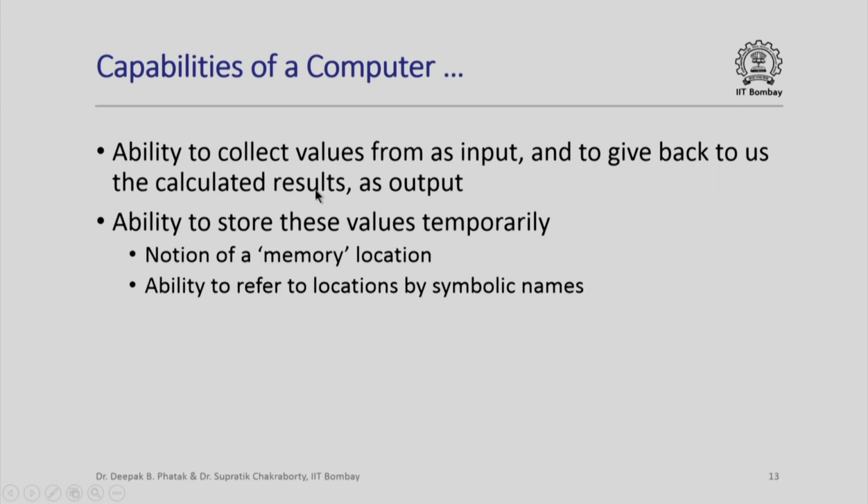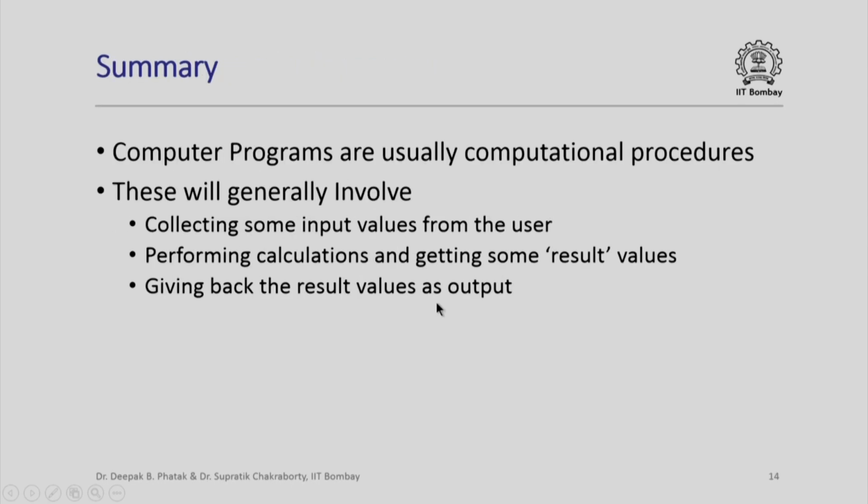More importantly, a computer has the ability to collect values from us as input and to give back to us the calculated result as output. It has ability to store these values temporarily, so there will be a notion of a memory location, which we shall see in the next lecture. It also has ability to refer to these locations by symbolic names. In summary, the computer programs are usually computational procedures. These will generally involve collecting some input values from the user, performing calculations and getting some result values, and giving back the result values as output to us. Thank you.